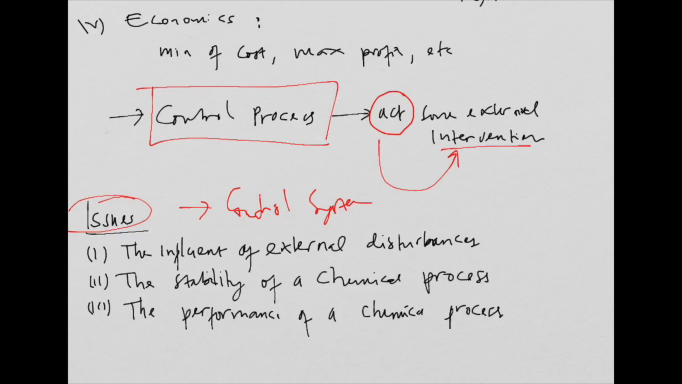Firstly is the influence of the external disturbance. What is the influence of the external disturbance? How does the external disturbance influence the process? And the second, the stability of the process itself. And thirdly, the performance of the process itself. These issues must be considered in the control system design.